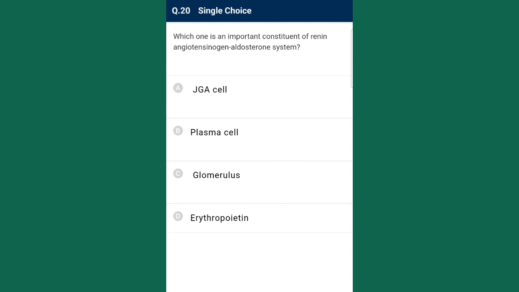Angiotensin 2 additionally activates the adrenal cortex to release aldosterone, which facilitates the reabsorption of Na plus and water from the distal parts of the tubule. This also increases the blood pressure and consequently the GFR. So the answer for this question is option A, JGA cells.